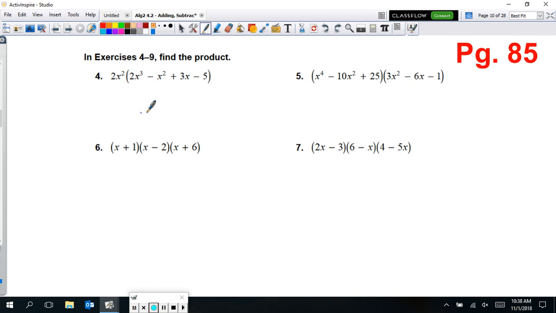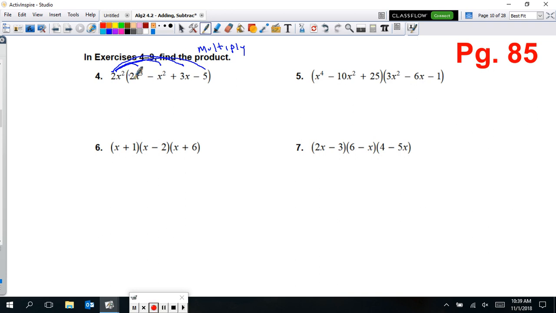On this, all we're doing is just a distributive property. We're just going to distribute this 2x into here. That's all we're doing. When it says find the product, that means to multiply. So you want to make sure you realize that does mean to multiply. So we're just multiplying with the distributive property on all of this.